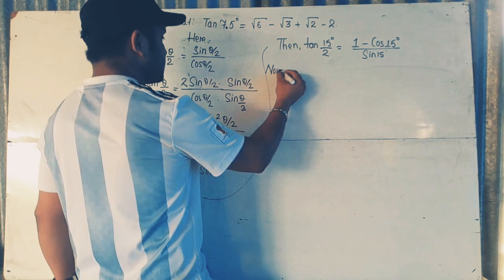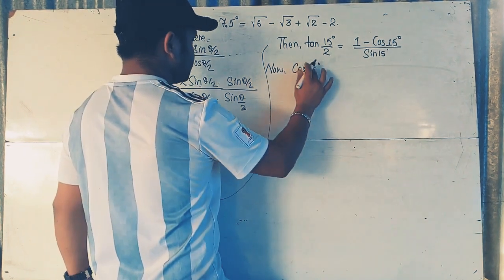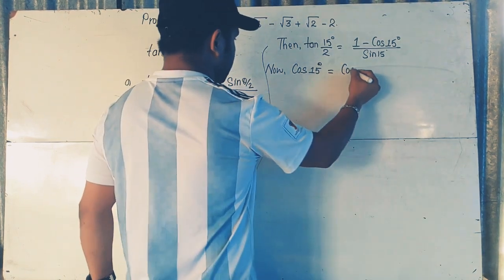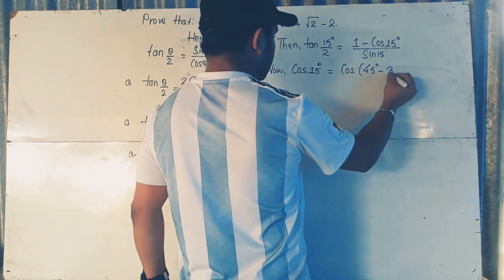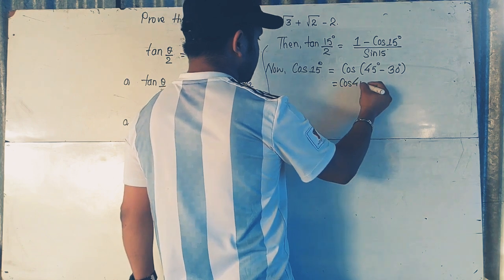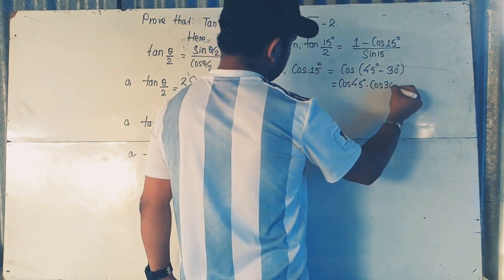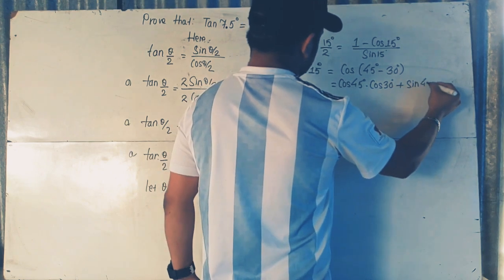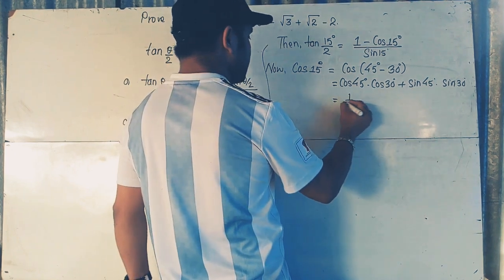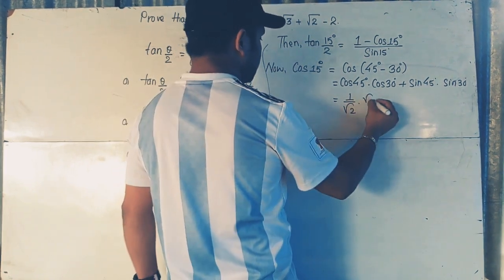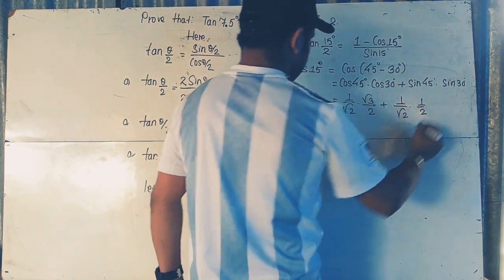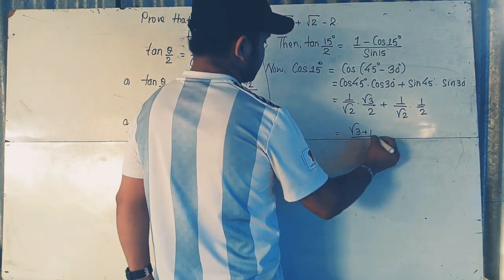Now I am finding the value of cos 15. The value of cos 15 degree is cos 45 minus 30 degree. Now you can apply the formula of cos A minus B. The formula is cos A into cos B plus sin A into sin B. Now we can put the value. Cos 45 is 1 by root under 2. Cos 30 degree is root 3 by 2. Sin 45 is also 1 by root under 2. Sin 30 degree is 1 by 2. So when we simplify it, we will have here root 3 plus 1 by 2 root 2.